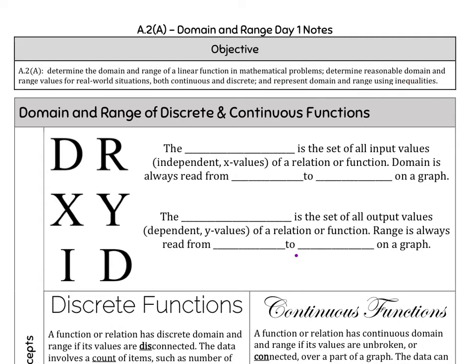There's 4 words I want you to highlight. I want you to highlight the word domain. I want you to highlight the word range, the word discrete, and the word continuous. Those are going to be some of the vocabulary words we're going over today that you need to be able to understand.